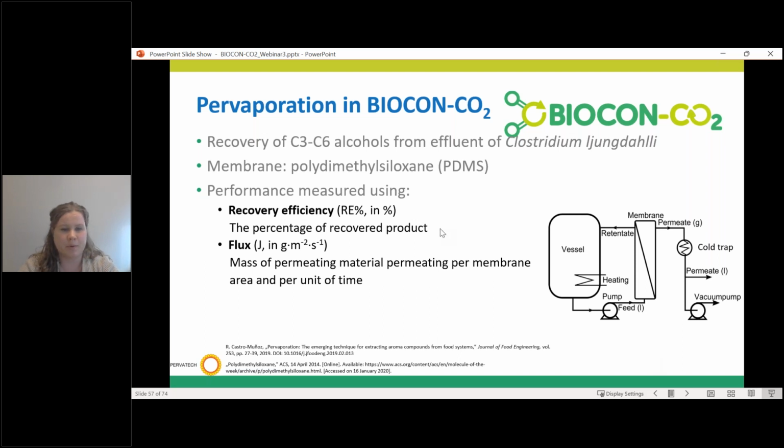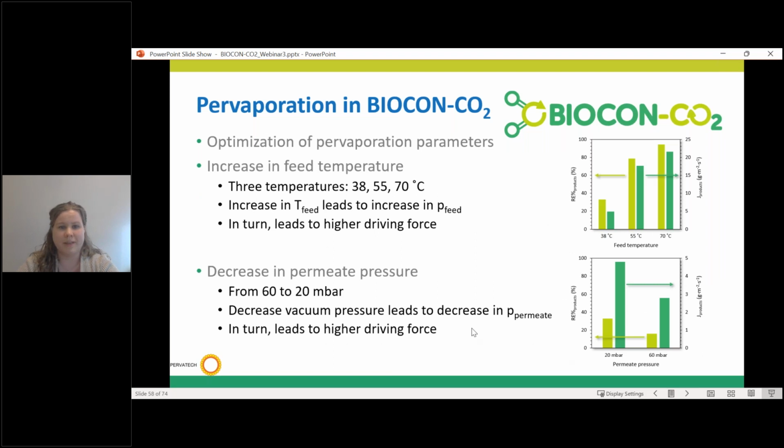So in organophilic pervaporation, the performance is measured in two terms. The first one is the recovery efficiency, and this describes the percentage of material that is removed from the feed into the permeate. And the other one is the flux, which describes how much material has permeated the membrane per membrane area and per unit of time. This term is often obtained using experimental work and can then be used to calculate how much membrane area would be required for industrial scale. The first step for the pervaporation part in the BIOCON-CO2 project was to optimize the pervaporation parameters.